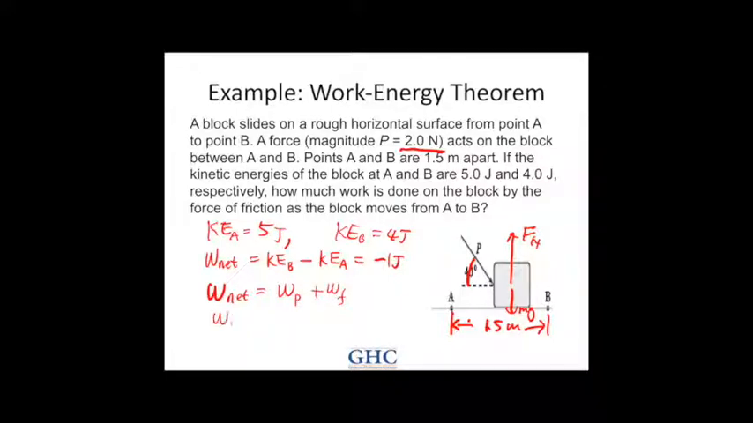So you need to find out the work done by force P, which is P times S times cosine 40 degrees, and that is 2.3 joules. Now we know the net work is negative 1, WP is 2.3, so the work done by friction has to be the net work subtract WP, which is negative 3.3 joules.